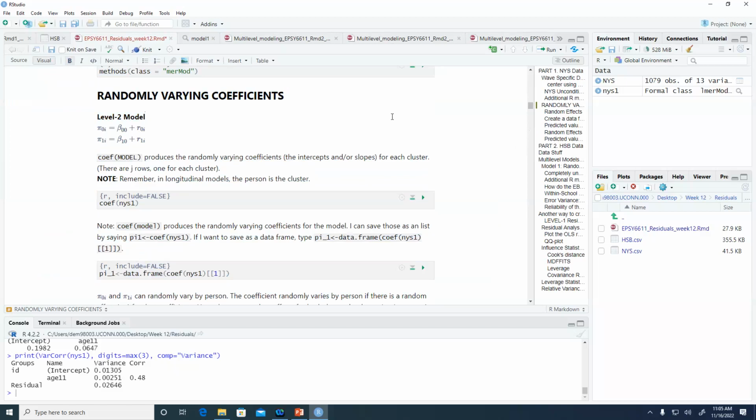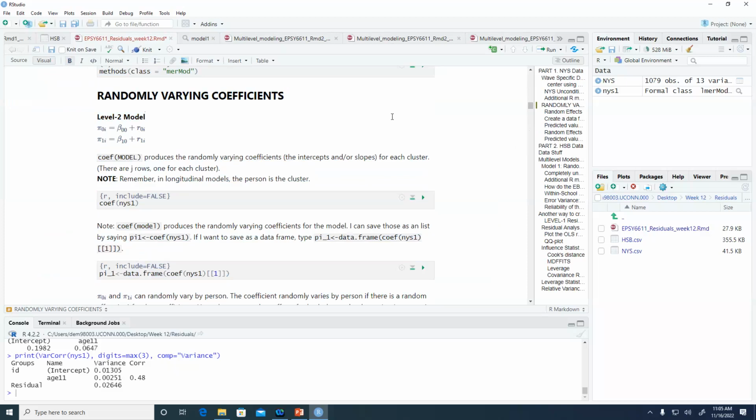And I'll show that in a minute. But even more interesting, I think, is to be looking to get the level 2 coefficients, especially on this unconditional model, because what we're really saying is that each person has their own intercept and each person has their own slope. And it could be really interesting, right?